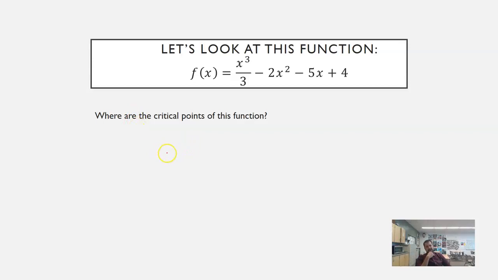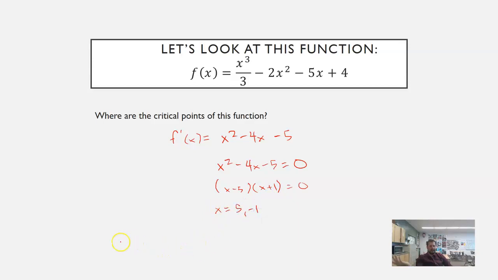So if I had this function and I wanted to know everything about it, the first thing I would ask myself is, where are the critical points? Well, in order to do that, I have to take my derivative, which in this case would be x squared minus 4x minus 5, and then I would take that and set it equal to 0. Now you'll notice this function's a bit more complicated, so maybe we don't know what it looks like. What we have to do here is, in order to solve this equation, we have to factor. So I get x minus 5, x plus 1, and that gives me x equals 5 and -1 as my critical points.